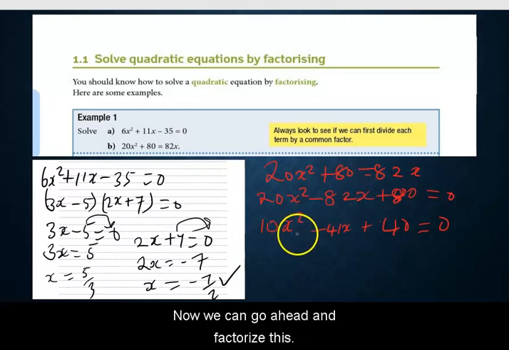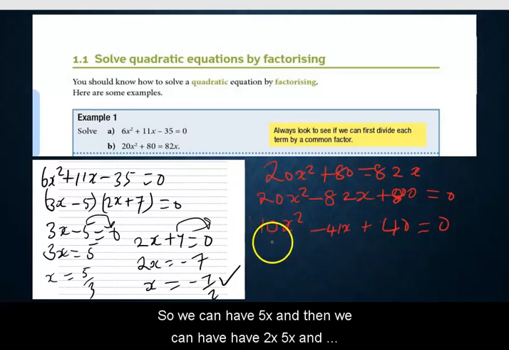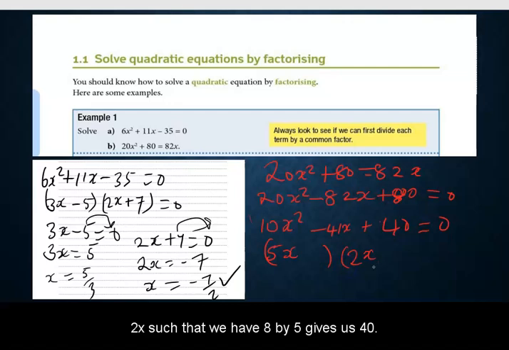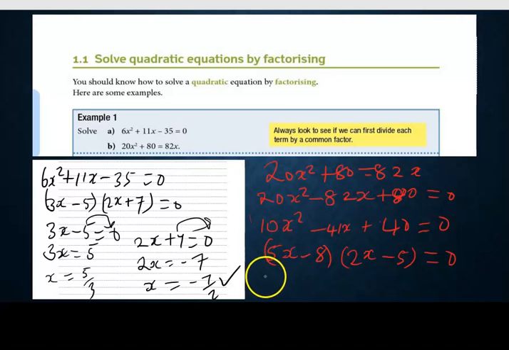Now we can go ahead and factorize this. This is a factor, this is 10 and 40, so we can have 5x and then we can have 2x. 5x and 2x, such that we have 8 by 5 gives us 40, so this is negative 8 and then negative 5. So this is equal to 0.